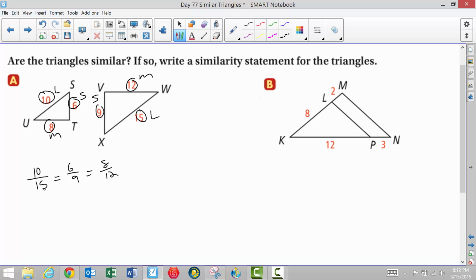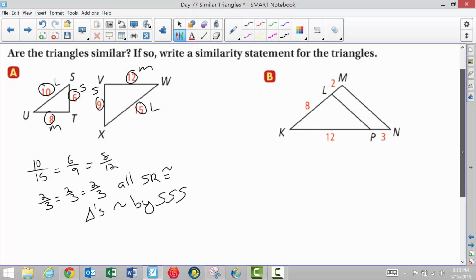Now I can reduce 10 over 15. So this is 2/3. 6 over 9, is it the same as 2/3? Well, I know that 3 can go into 6 and 3 can go into 9. So this is 2/3. 8 over 12 is also 2/3. So since all side ratios are congruent, I know that the triangles are similar by side, side, side.